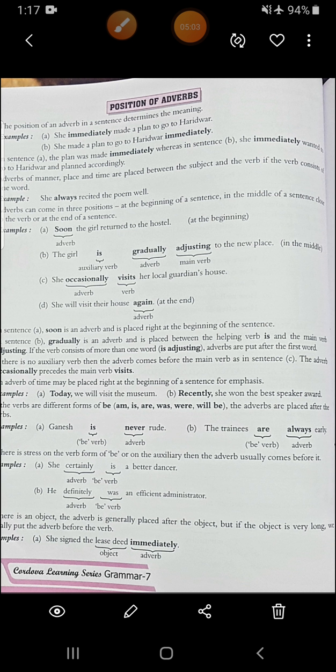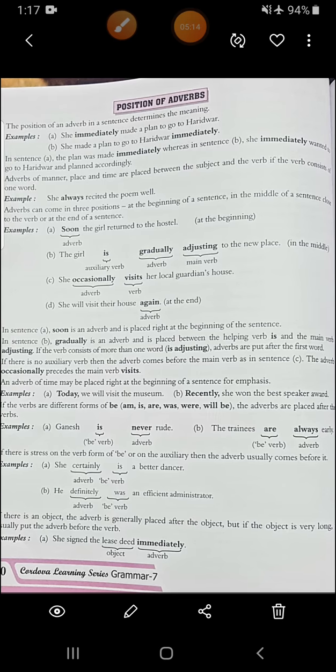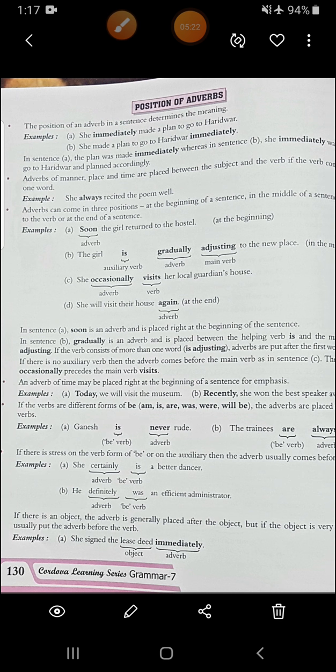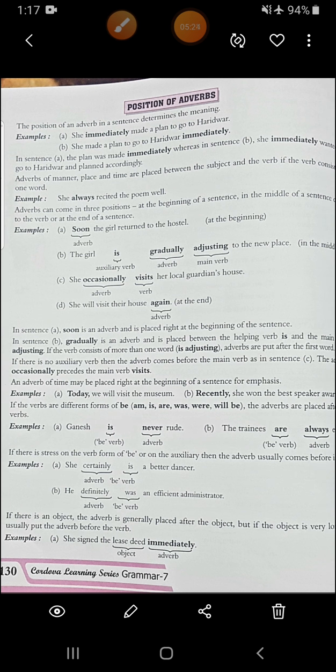See, Ganesh is never rude. So it is between "is" and "never". So you can say it is after this auxiliary verb. Then, the trainees are always early. See, why are we doing these points? So that you should know where to keep the adverbs, so that the meaning is not changed and it is in the proper way. Okay.